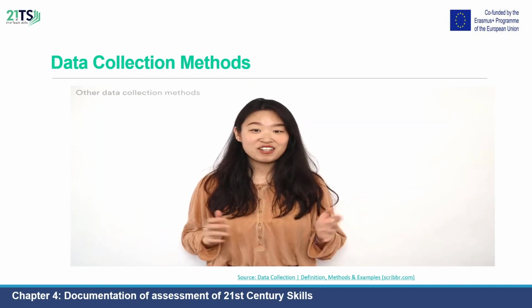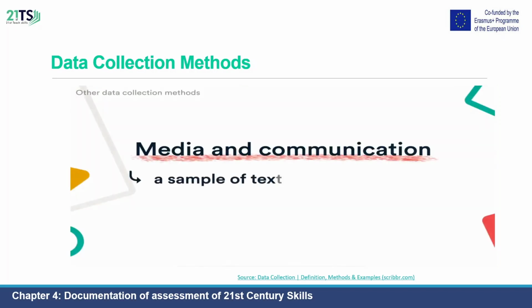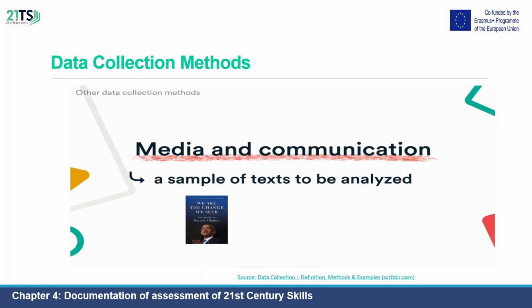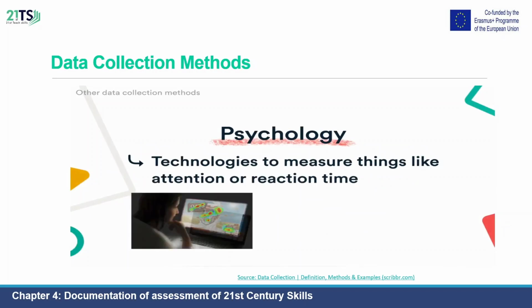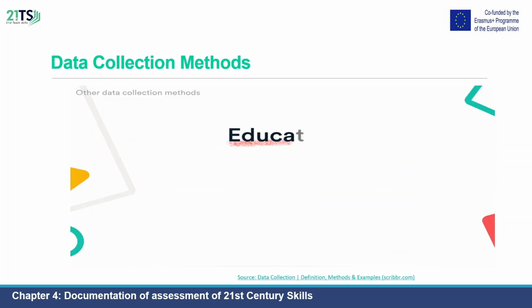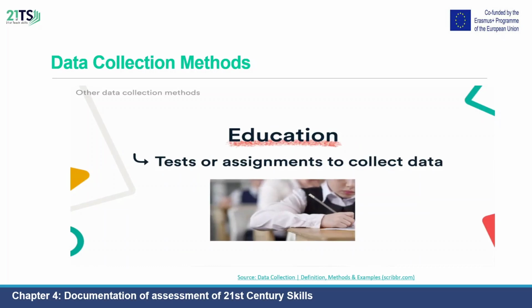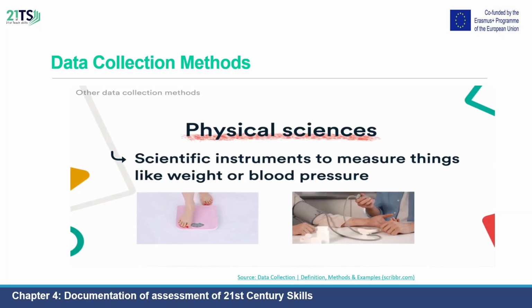There are many other data collection methods that are common in different fields. Here are a few examples. In media and communication, you might collect a sample of text to be analyzed. For example, speeches, articles, or social media posts. In psychology, you might use technologies like neuroimaging, eye tracking, or computer-based tasks to measure things like attention or reaction time. In education, you might use tests or assignments to collect data about knowledge and skills. In the physical sciences, you might use scientific instruments to measure things like weight, blood pressure, or chemical composition.